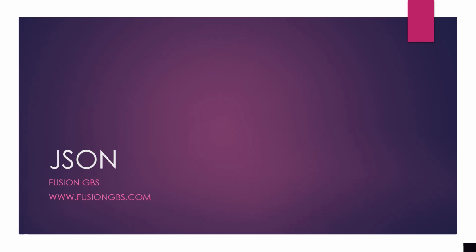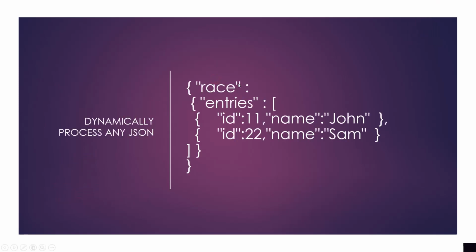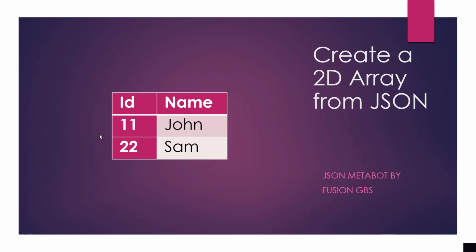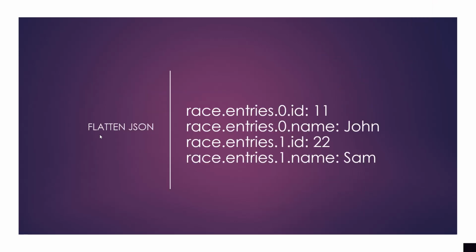Now, in this particular metabot, what we are talking about is accepting a dynamic JSON and processing it without knowing the structure of the JSON beforehand. So we have a two-dimensional array, and if you don't like a two-dimensional array or you require a JSON to be output in a flattened structure, you will be presented with an option to use a dictionary object, where on one side we have the key values and on the other side we have the values associated with that key.